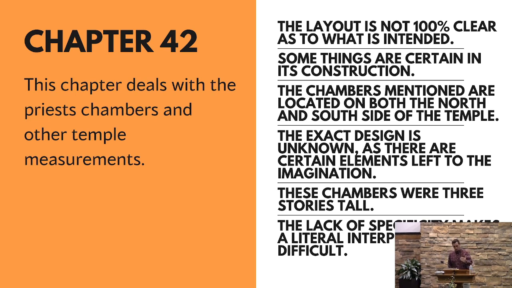If you read through, you can see some of the things that make sense. The length of the building whose door faced north was 100 cubits, and the breadth 50 cubits, verse 2, right? There are certain things where I know how big that is, but other than that, it's not overly clear.